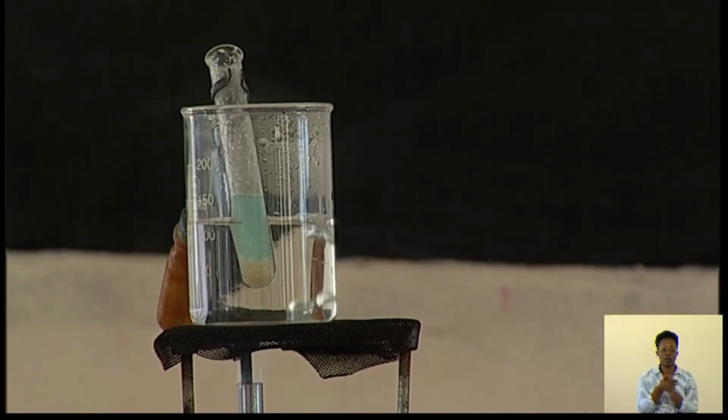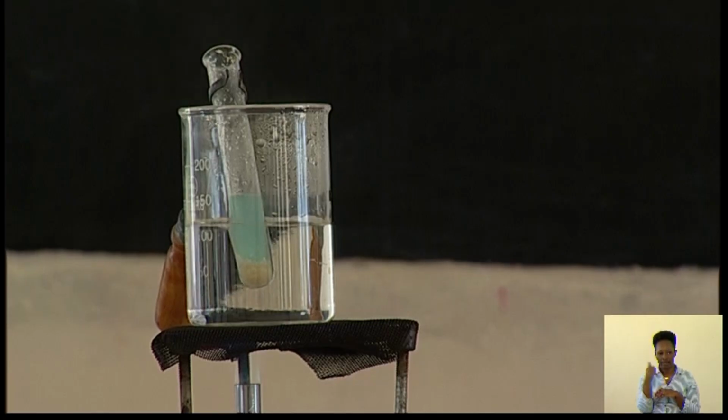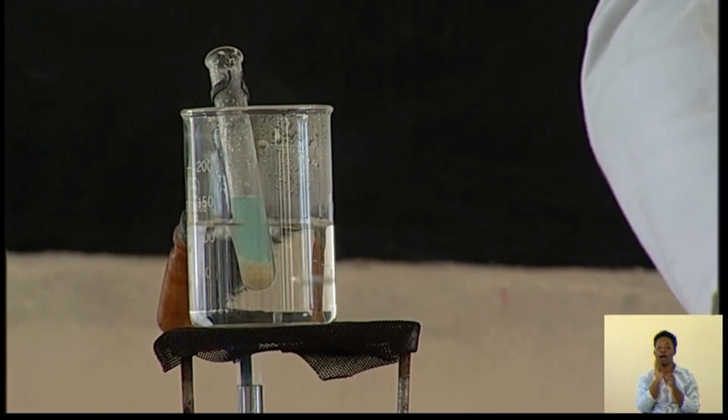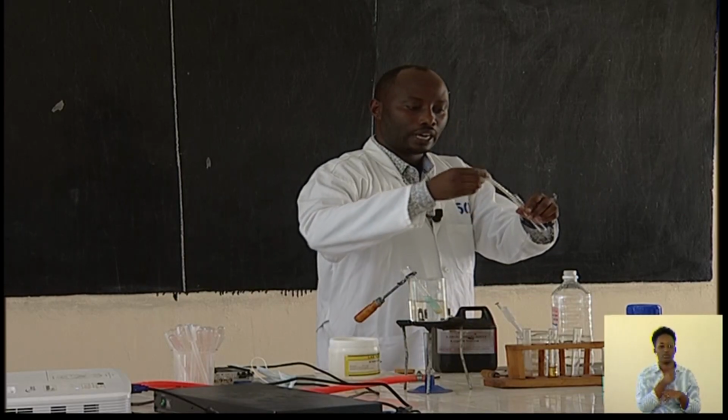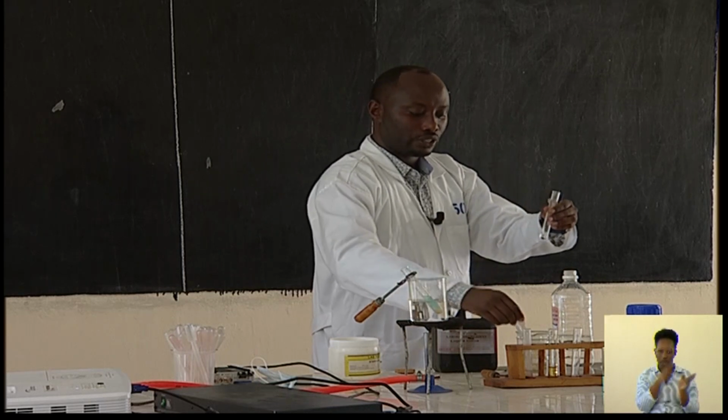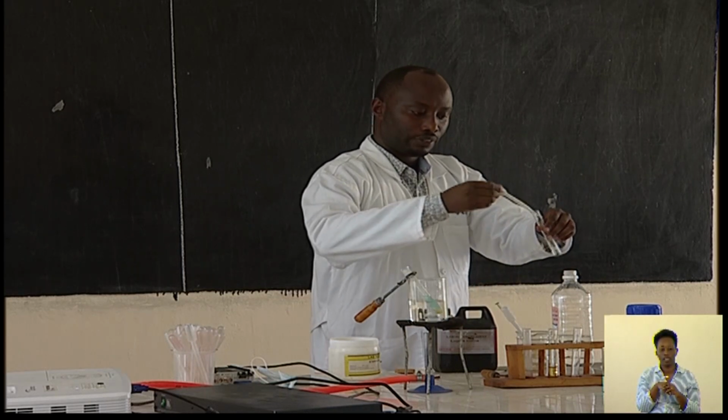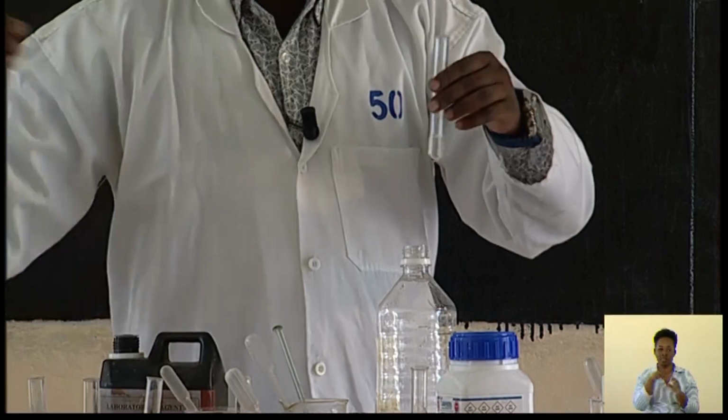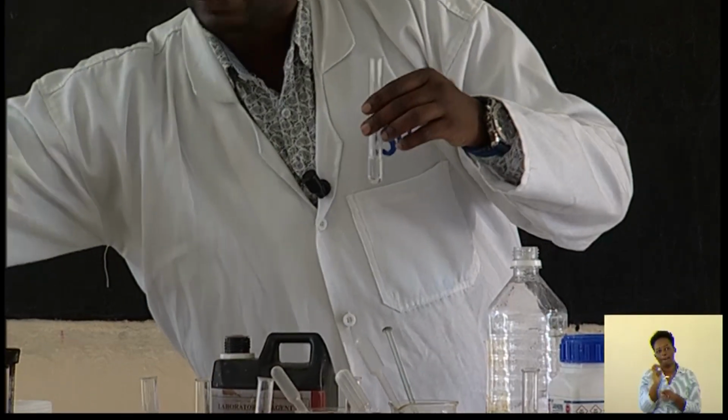Then I also have another test tube where I put distilled water. Does the distilled water contain reducing sugars? After that, I also have to add Benedict's solution.